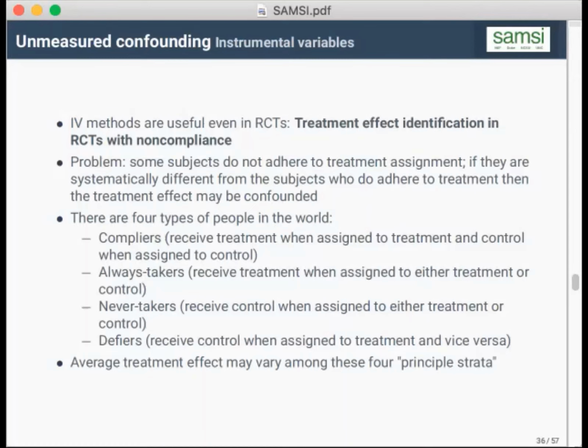The term principal stratum refers to a group of people defined kind of causally and not in terms of things that we can actually observe about them. So because for any given person, we only see them receiving 1 treatment assignment or 1 instrument value, we don't know what they would have done had they had a different instrument value. So we can't identify from the data who the compliers, always takers, never takers, and defiers actually are.